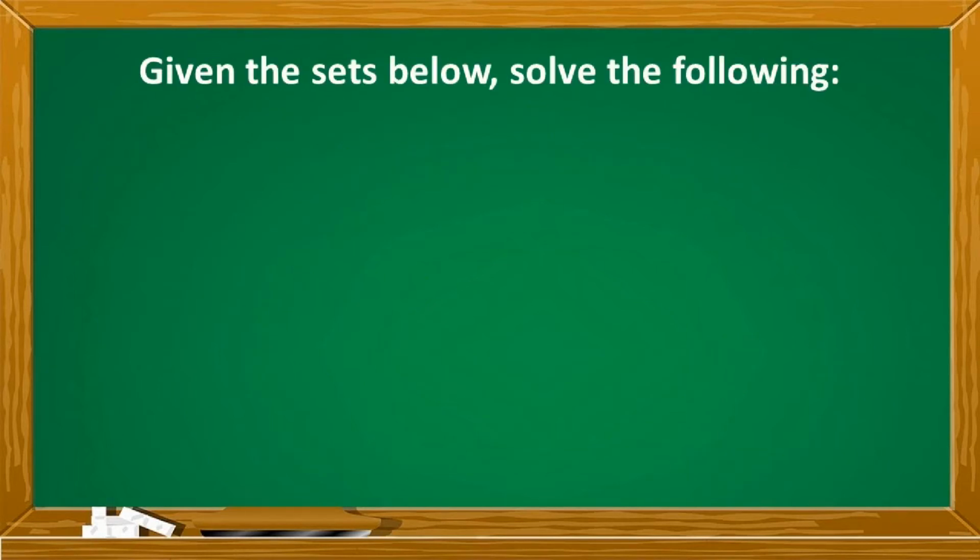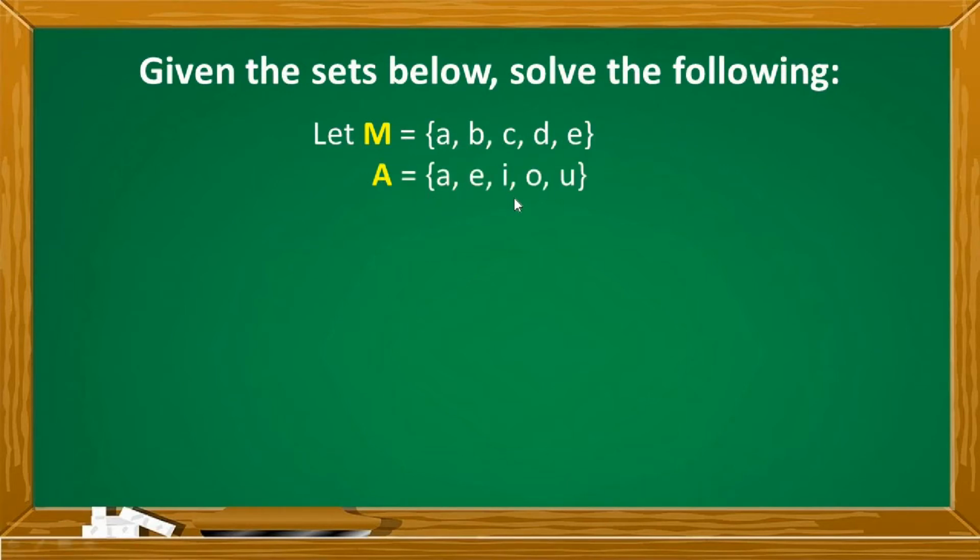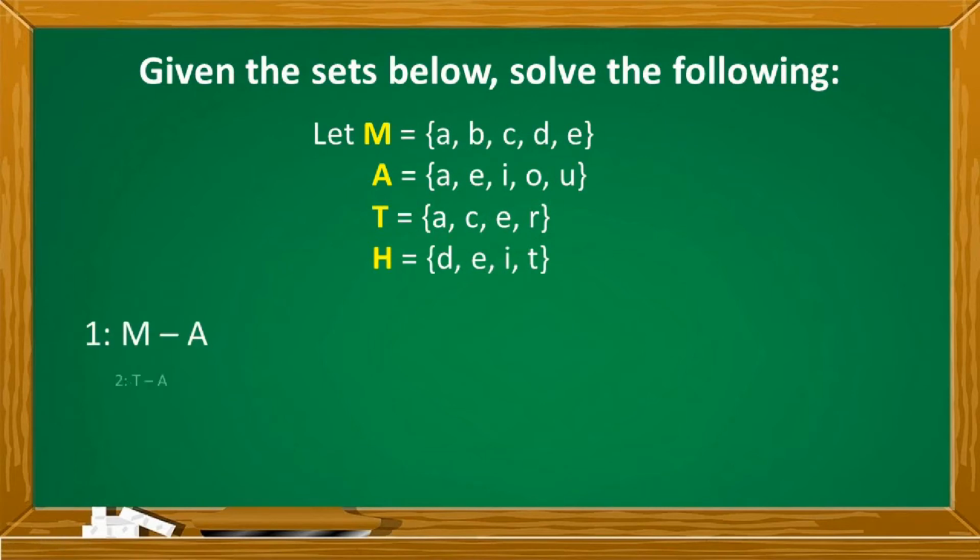Another set of examples. Given the sets below, solve the following. Let M be a set with elements A, B, C, D, and E. Set A contains elements A, E, I, O, and U. Set T has elements A, C, E, and R. And set H is a set with elements D, E, I, and T. Solve for M minus A, T minus A, H minus M, and T minus M.